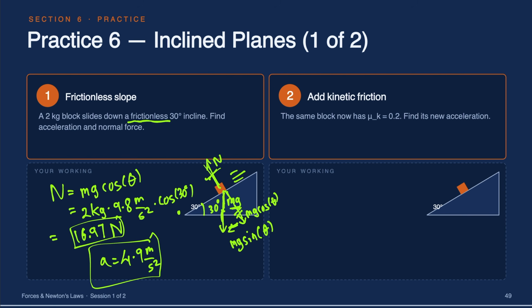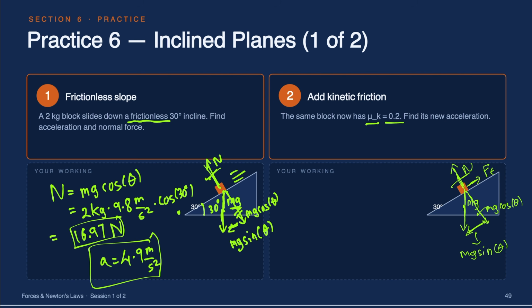Now the same block has a kinetic friction coefficient of 0.2. Find its new acceleration. Okay, so let me draw my new forces here. What forces do I have? First we have mg, right? Then we have the perpendicular component of gravity, mg cosine theta. Then we have the parallel component, mg sine theta. The perpendicular component is going to cancel out with normal, so the block doesn't sink anywhere. And then mg sine theta is going to drive our action, but kinetic friction, force of friction, is going to oppose our direction of motion.